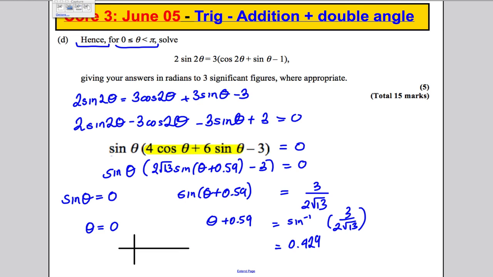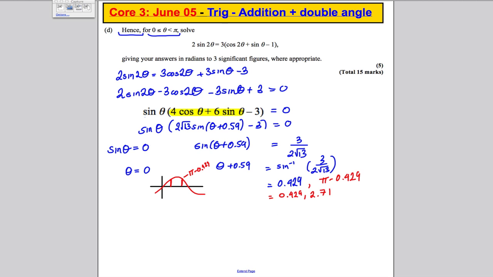Well, between 0 and pi, the sine graph looks like this, and you've got yourself an answer for this of 0.429. It's somewhere here, so there'll be another answer at pi subtract 0.429. Now when I take away 0.59, it will bring this out of range, so this one will be the only one left. So this one here is pi subtract 0.429, which is 2.71. So our two answers are 0.429 and 2.71 to three significant figures.